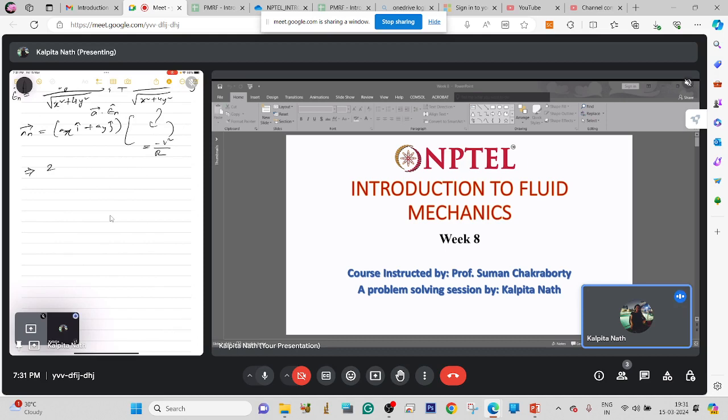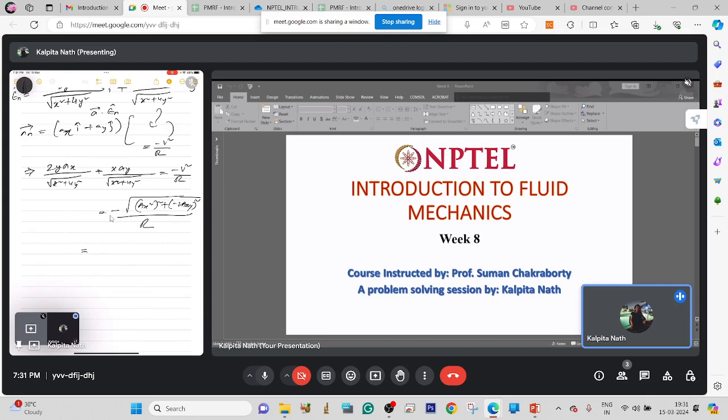So this is equal to 2y a x upon root over x square plus 4y square plus x a y upon root over x square plus 4y square. This will be equal to minus v square by r. This will be equal to minus root over ax square whole square plus minus 2axy whole square, upon r.